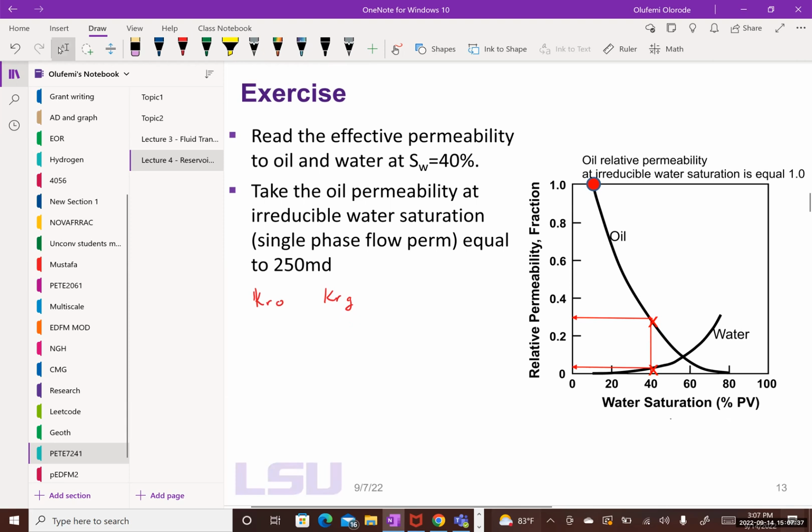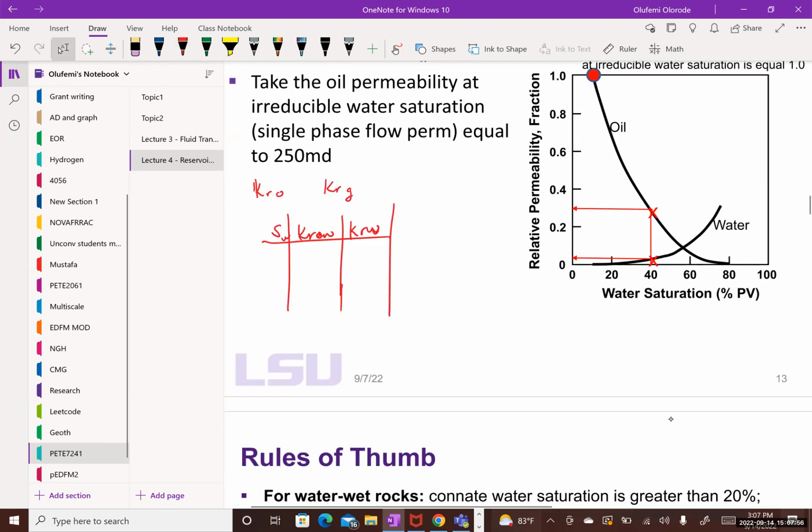You need a relative permeability section where you will provide saturation, say saturation of water, KROW. KROW is relative permeability to oil in the presence of water. KRW is just for water. That's it. These two, and then PC, OW. This will go together. This is one table.